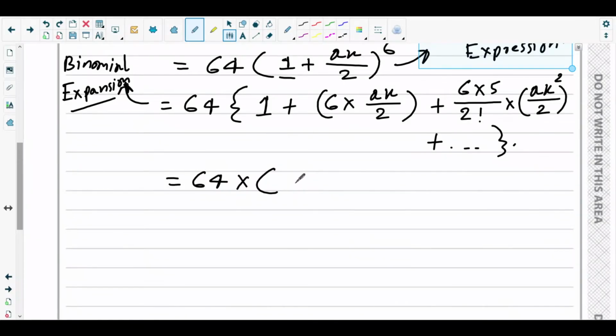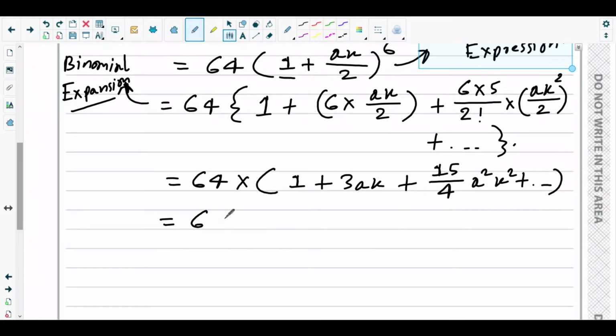Okay, now simplify the part within the bracket. So if you simplify, what you will get: 1 plus thrice of ax plus 15 over 4 a squared x squared plus dot dot dot. Okay, now multiply out the bracket. So 64 plus 192 ax plus 16 times 15, so this is basically 240 a squared x squared plus dot dot dot.